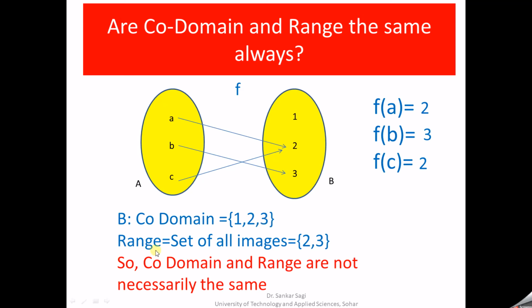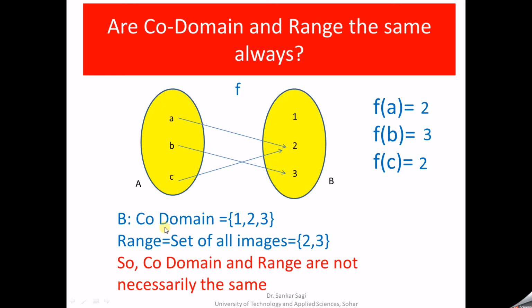And if you look at range, by definition range is the set of all images. So the images we find: A's image is 2, B's image is 3, and C's image is again 2. In sets we don't repeat the elements, so even though 2 is repeated we write it only once. Therefore the set of all images is {2, 3}, which is the range.